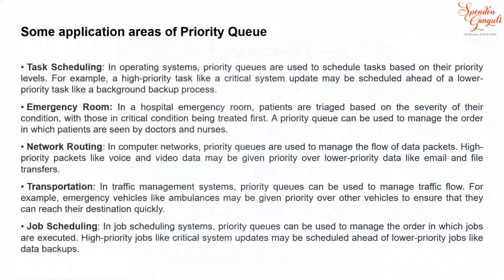Now let us see some application areas of priority queue. First is task scheduling. In operating systems, priority queues are used to schedule tasks based on their priority level. For example, a high priority task like a critical system update may be scheduled ahead of a lower priority task like a background backup process. So sometimes two simultaneous applications have been put up for execution. Whichever has the highest priority will override or suppress the lowest priority process.